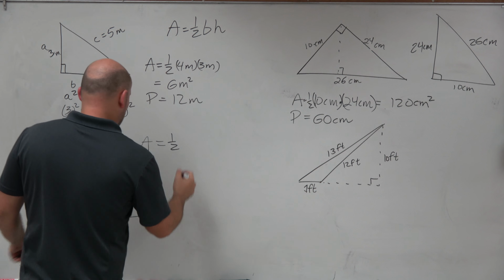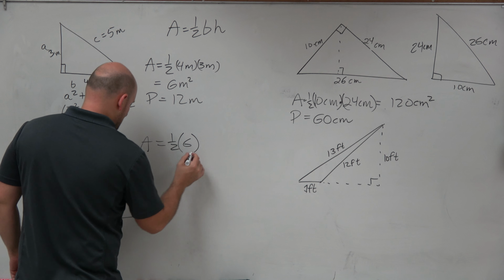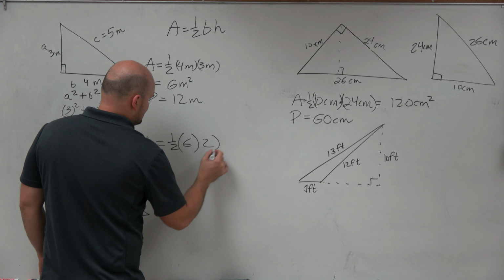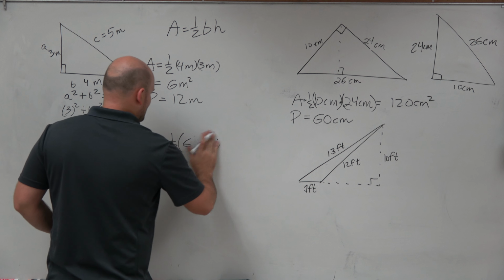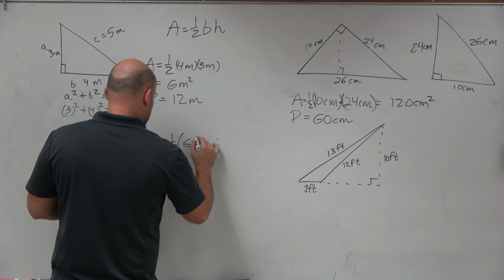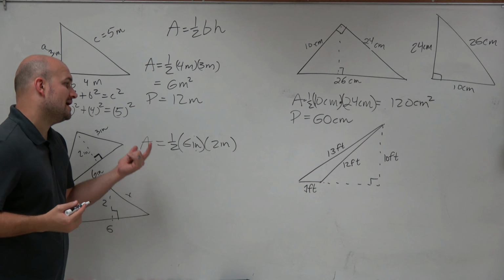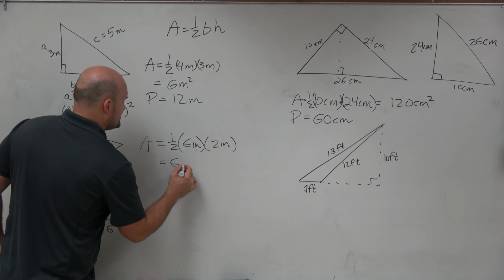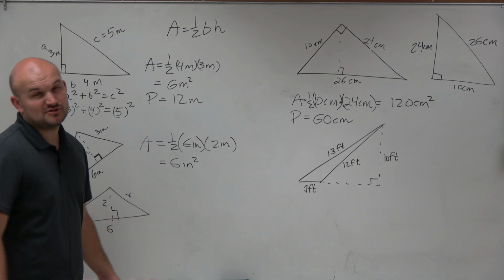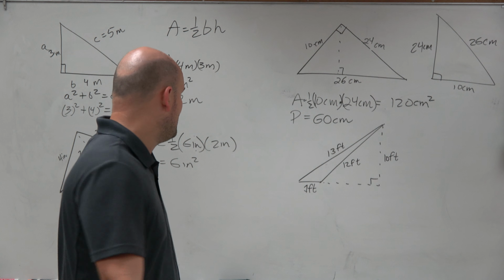So over here, I have 1/2. My base is 6 times my height, which is 2. And I'm sorry, I should be writing in my units as well. I'm getting lazy here. 2 inches. So therefore, that's just going to multiply to 6 inches squared. 6 times 2 is 12, and then times 1/2 is going to be back to 6.